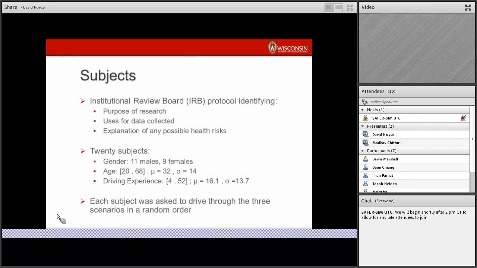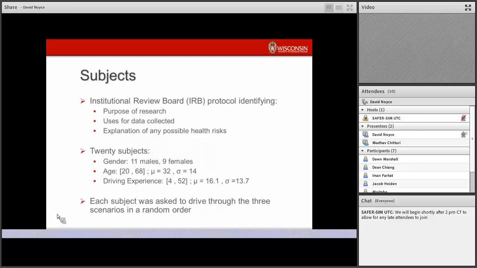So let me tell you a bit about the study details in general, and we'll get to the results real quick. As all of you involved in this type of research know, we went through the typical protocol of involving our institutional review board since we're working with subjects, and preparing all the necessary information for sharing with subjects when they came in and agreed to participate in this research, including all the possible health risks that go along with it, etc.